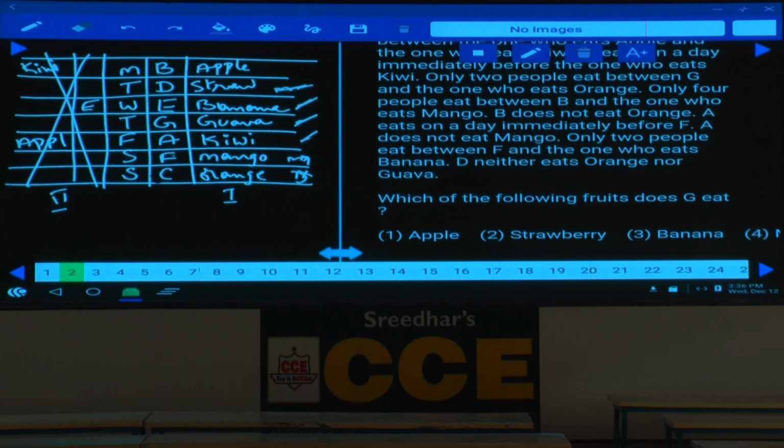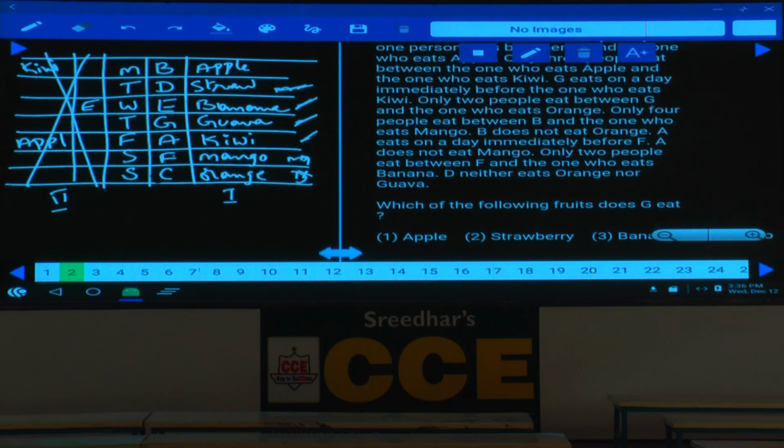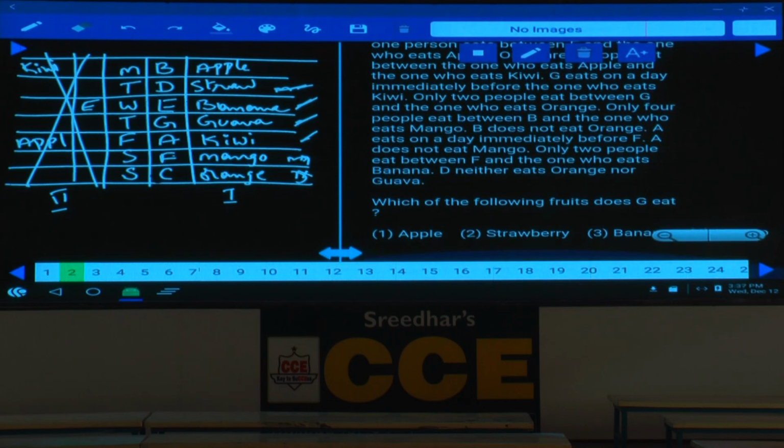Then question number 2, which of the following fruits does G eat? Yes, tell me, G eats guava, that is given in choice. G eats guava, that is choice 5. G eats guava, choice 5 is the answer.